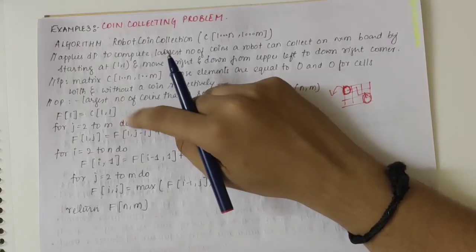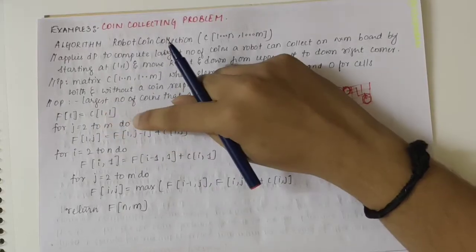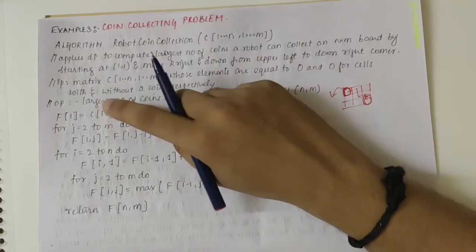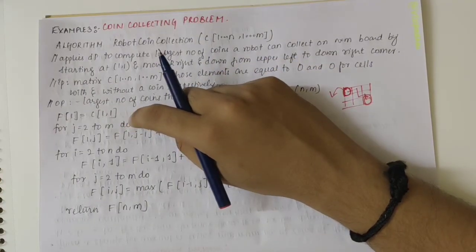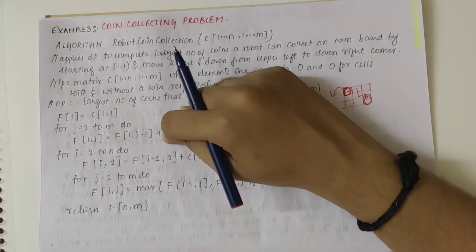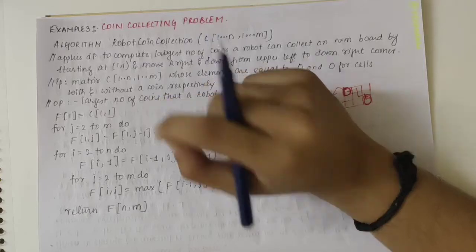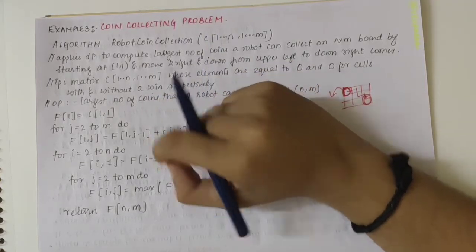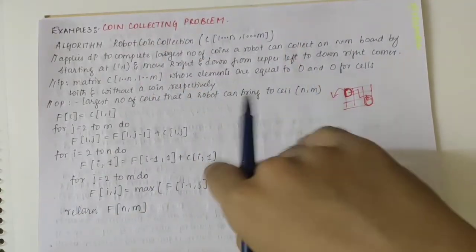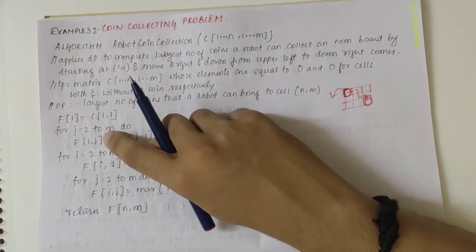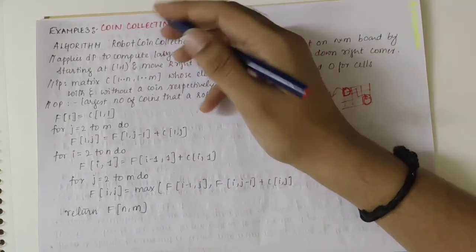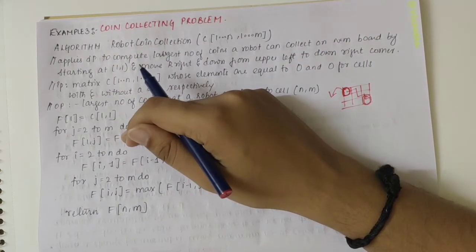Then we are taking j is equal to 2 to m. f of 1 comma j is equal to f of 1 comma j minus 1 plus c of 1 comma j. This means for j is equal to 2 to m, we are iterating through all the columns in the first row. The second line refers that for each column in the first row, compute the maximum number of coins that can be collected by moving from left to right. So the value f of 1 comma j here is obtained by adding the coin value of c of 1 comma j to the maximum number of coins collected from the previous cell.